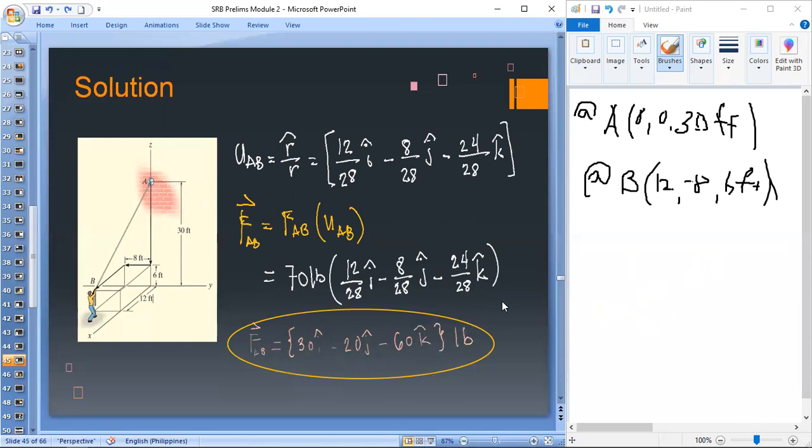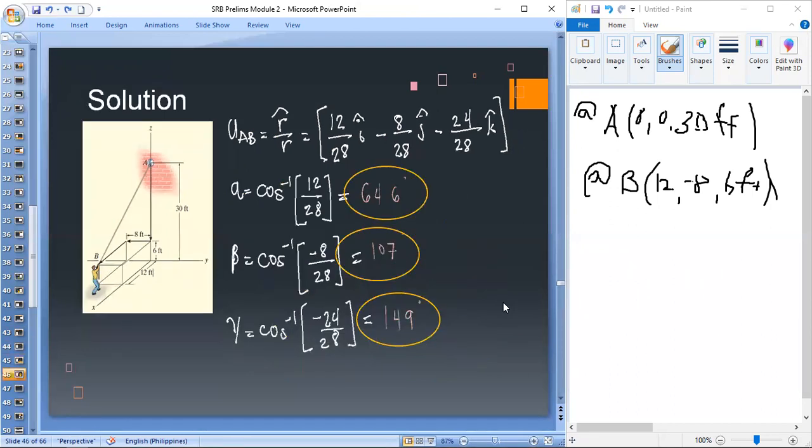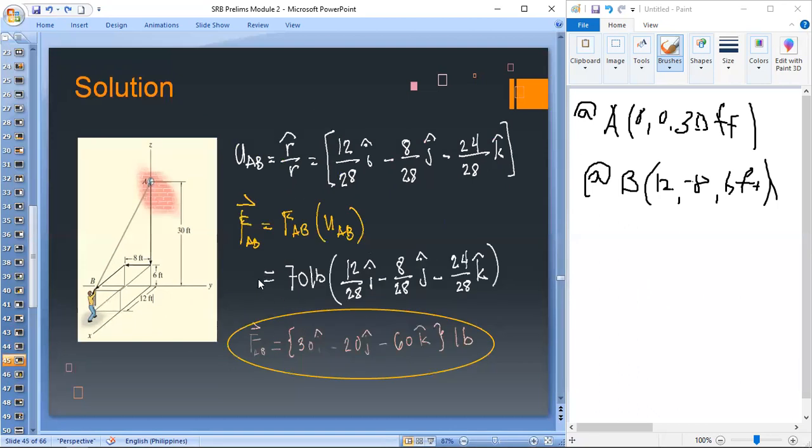So your force vector is equal to 30i minus 20j minus 60k pounds. So force kasi yan, okay? Magiging force na, kasi nga na-cancel na yung feet mo dito. Over niyan, so force yan. Okay? Pounds, na-cancel na yung foot, yung unit ng length mo. Okay, so input na natin siya, para may sagot na tayo na isa, which is FAB, or your force vector AB.